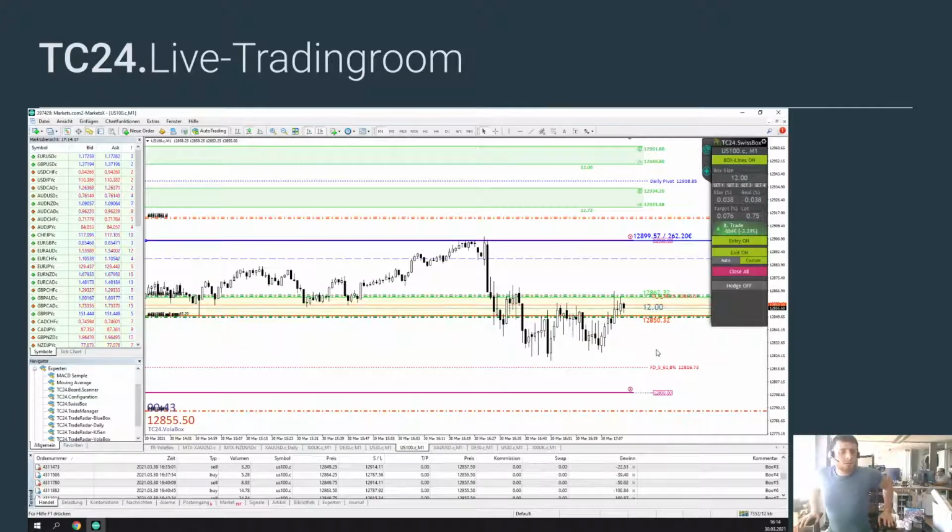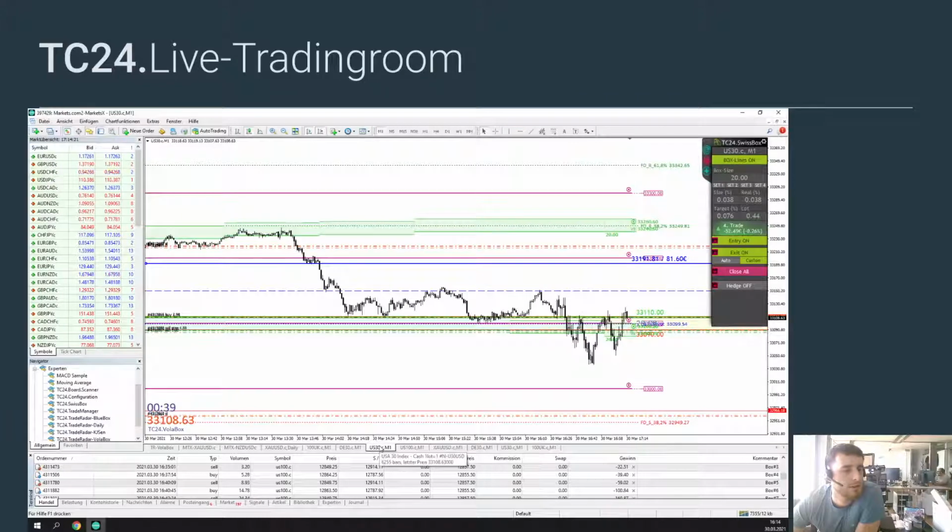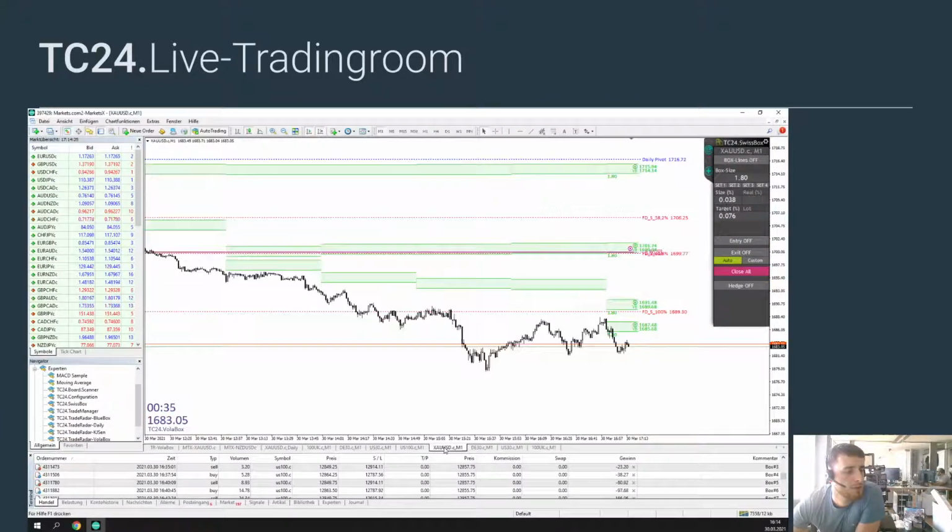Check the Dow Jones, still in. DAX pushing up.